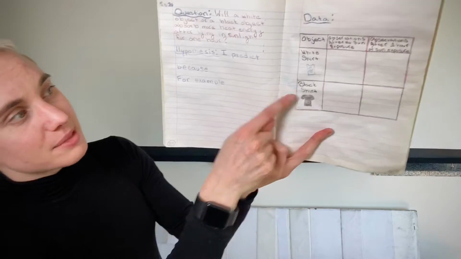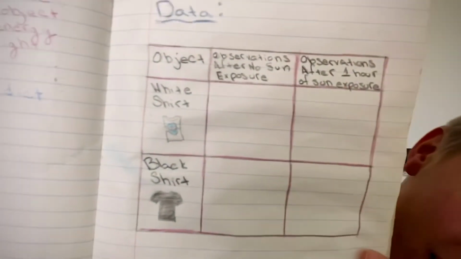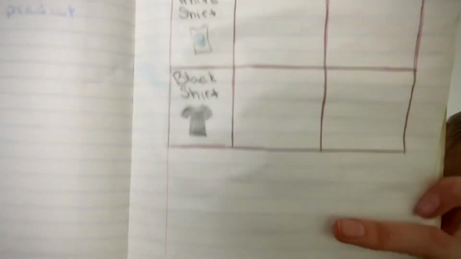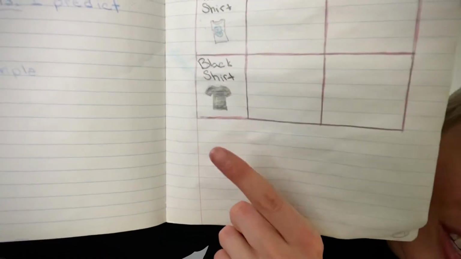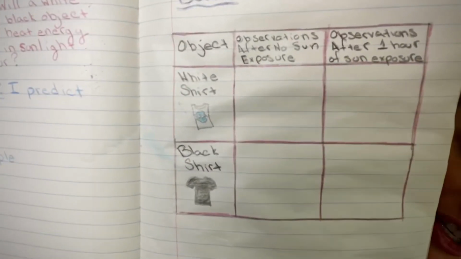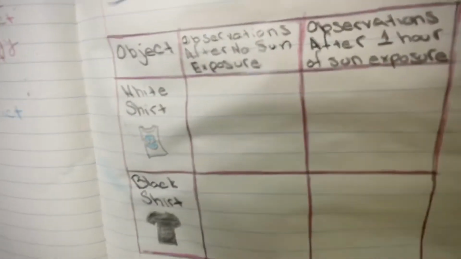Then I wrote the names of my objects, my white shirt and my black shirt. I drew a little picture, and if you are going to add more objects, you would just extend the chart down here and write any additional objects that you would like to include. So, without further ado, we're going to use all of the measuring tools that I chose as my dependent variables to measure the white shirt and the black shirt before any sun exposure.